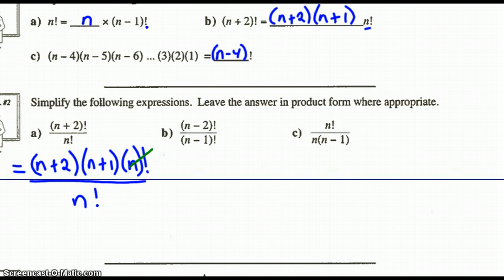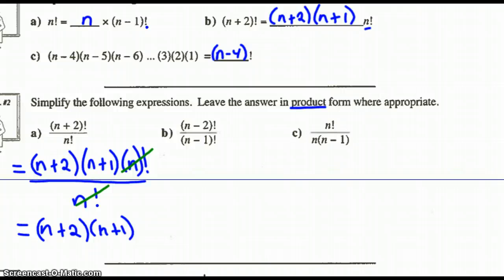I can now divide out the n factorials. N factorial divided by n factorial is 1, so I'm left with n plus 2 times n plus 1. And we can leave that as a product. That's fine, we don't have to expand that out.